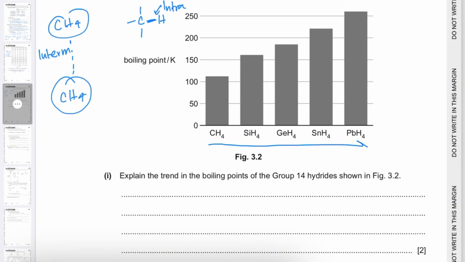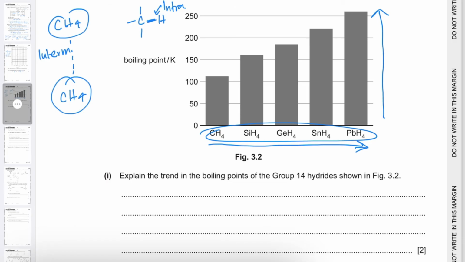going down group 14, the intermolecular forces must change to result in this increase in boiling point. The stronger the intermolecular force between two molecules will be, the higher the boiling point is going to be, because you will need a much higher temperature or much larger amount of energy to break the intermolecular forces. So what's the type of the intermolecular forces between group 14 hydrides?